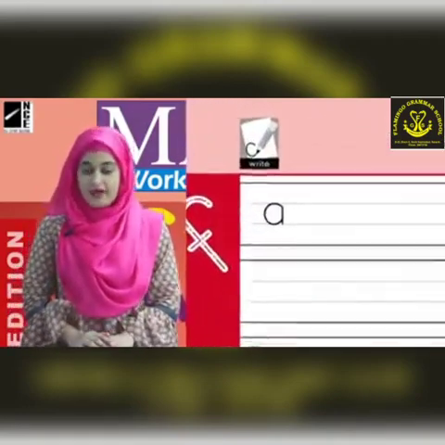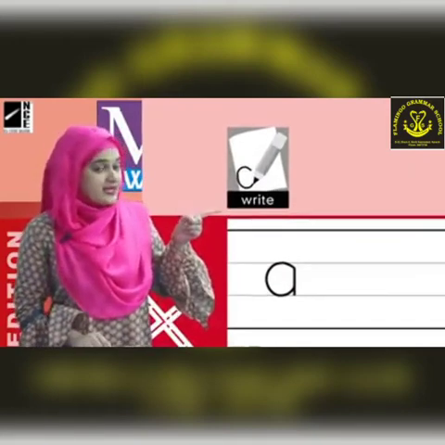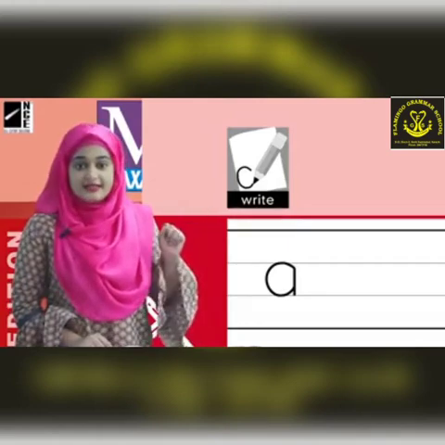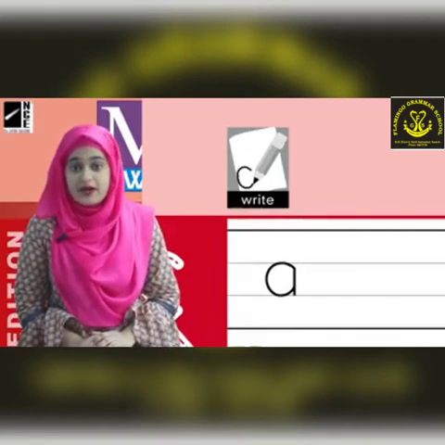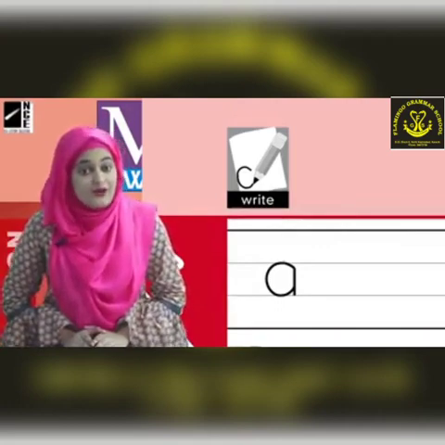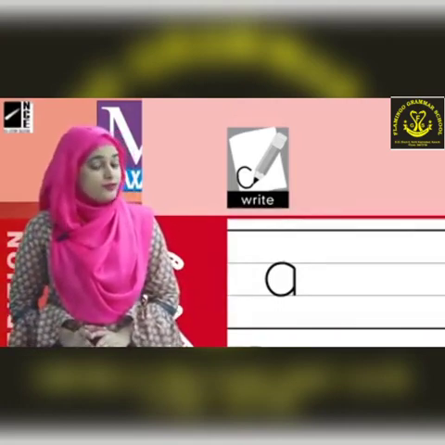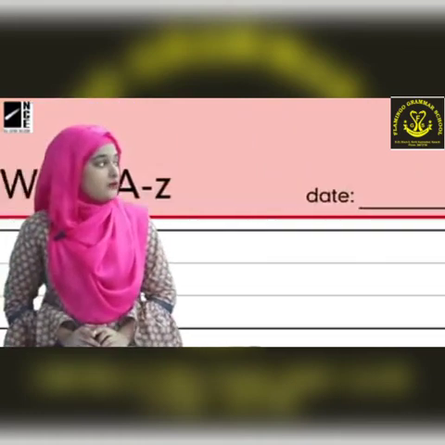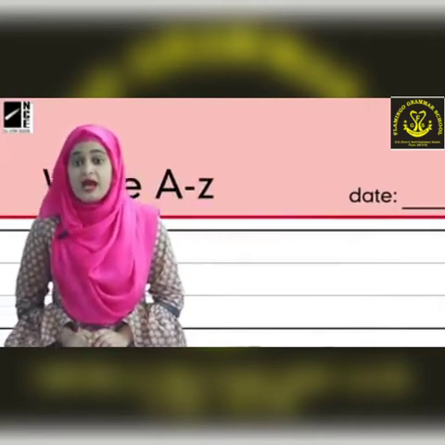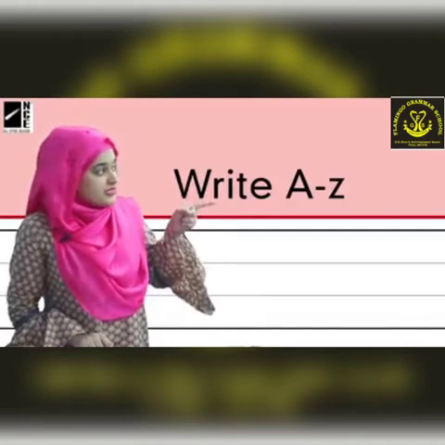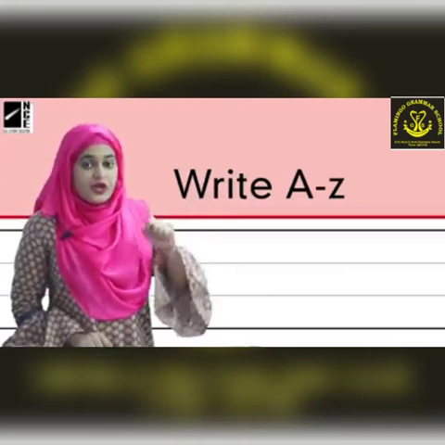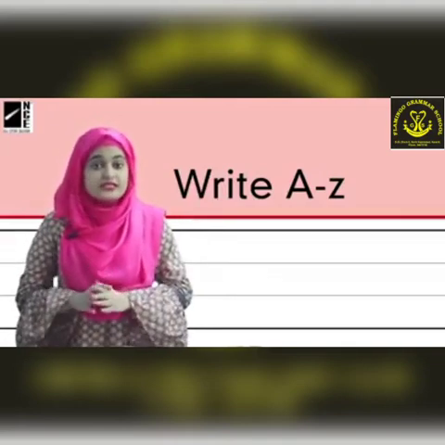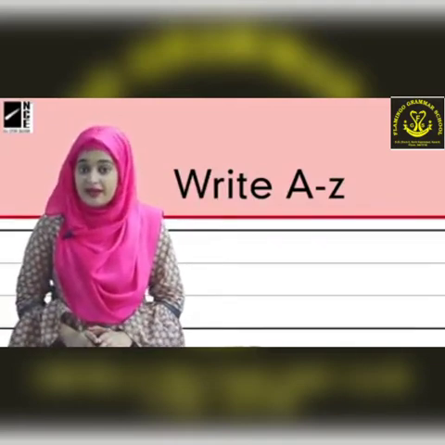So children, here we have only one icon and this icon is write. Whenever we see a pencil and it is writing something, making any letter, it means that we have to write. It indicates us to write. Yes. So we have to write in this page and we have to write the date first, okay? Now children, look over here. Here is written, write a to z. It means that you have to write all of the sounds here that we have learned very well, okay? So for your guideline, there's an example given.